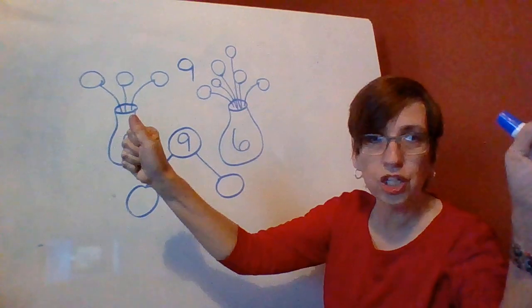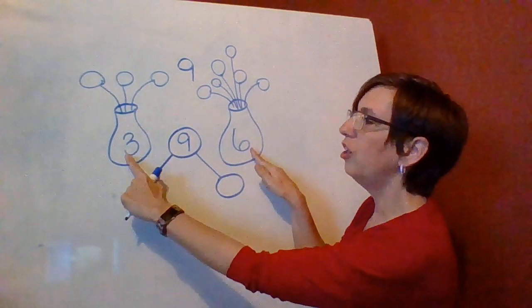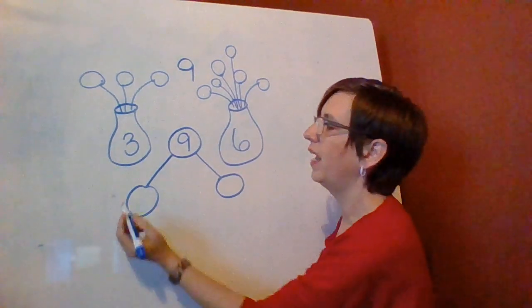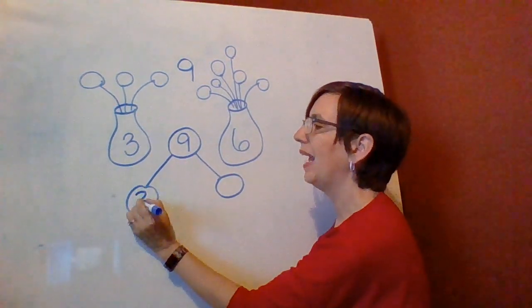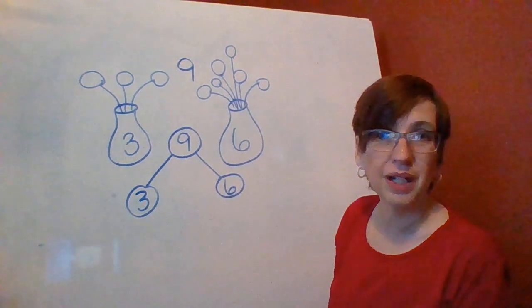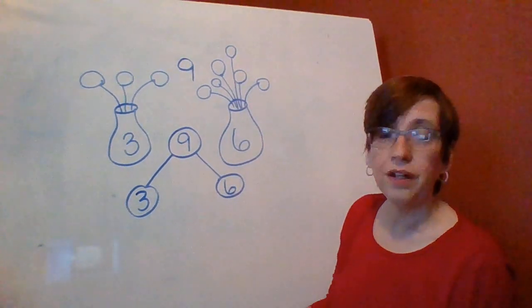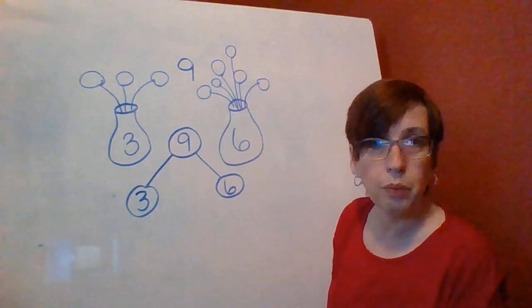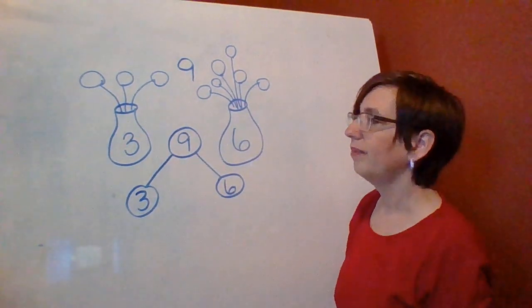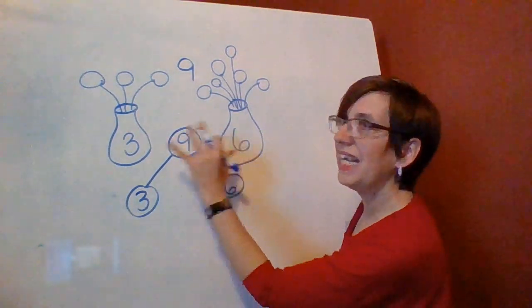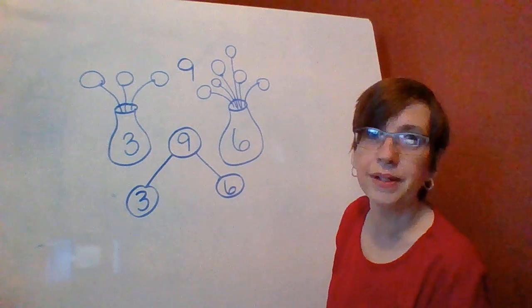Now she broke it up into 2 parts. What are your 2 parts? What parts did you put in the 2 vases? For mine, I had 3 and 6. Yours could be different. They could be 4 and 5. They could be 2 and 7. They could be 1 and 8. But whatever your numbers are, what I want you to do is then we're going to make that number sentence, right?